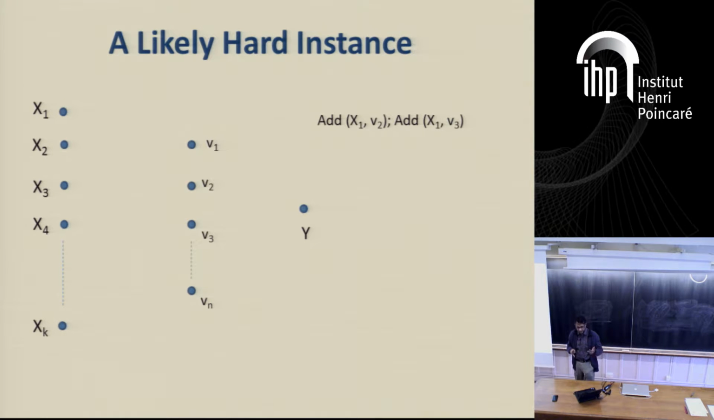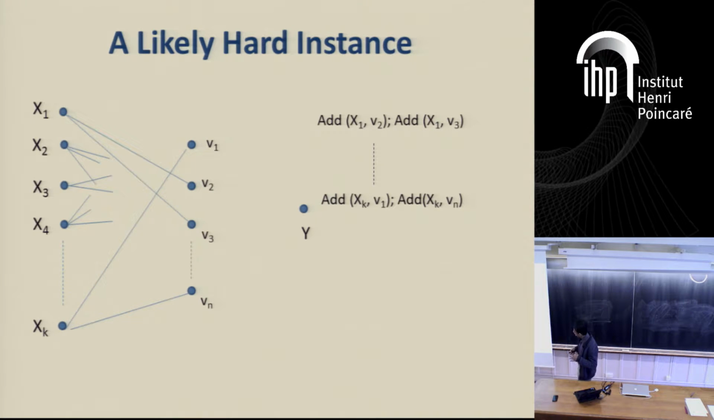Okay, so for instance, the request might be add x1 to v2 or add x1 to v3. So the requests are of this type. First, you set up the set of vertices in v that you want to connect to x1. Okay. Then you get the requests for x2 and so on, and you build up the graph for every vertex, including xk. Okay.